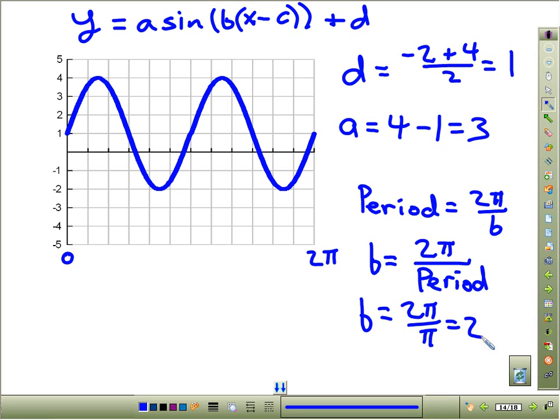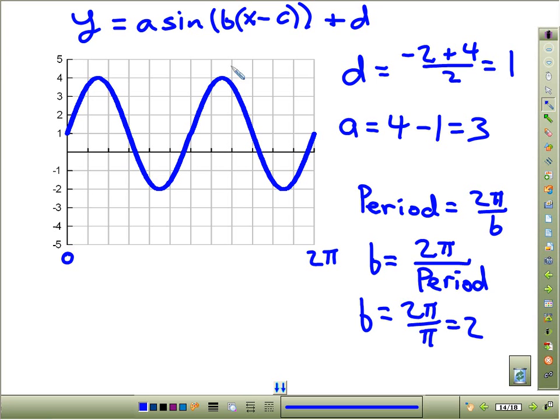Why do we have the 2? Why is it 2 pi over pi? Well, because we determined that was the period. We could see here that this graph made 2 complete cycles between 0 and 2 pi. So we concluded that it would make one cycle between 0 and pi.